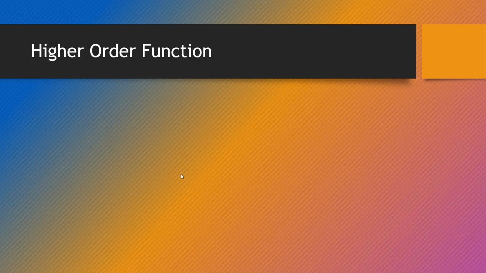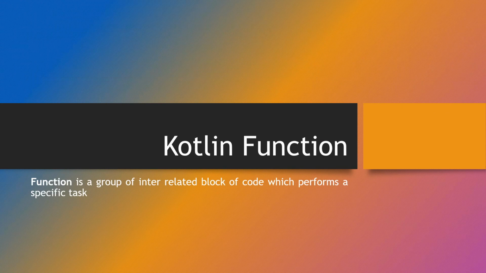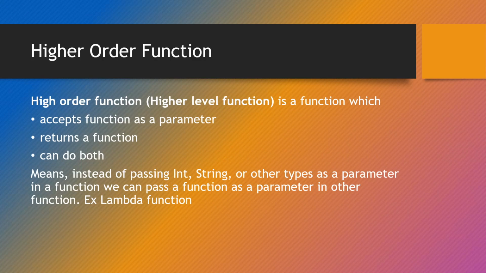In this video, I am going to talk about higher order functions. So before we jump to higher order functions, let's know a little bit about functions. So what are functions? Kotlin functions. A function is a group of interrelated block of code which performs a specific task. It means you are doing programming and you have a number of tasks, so you can divide them into different related functions, and then you can use them in your program whenever you need by calling the function's name.